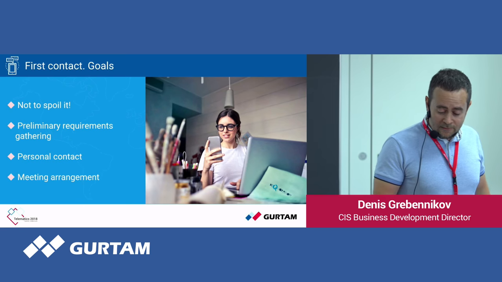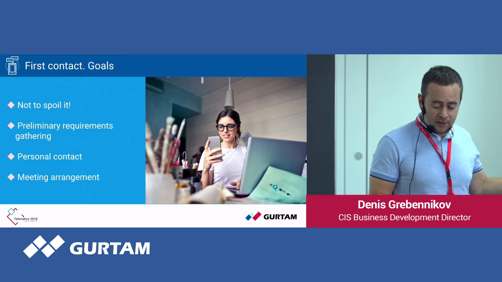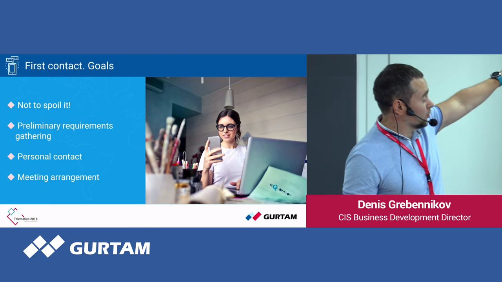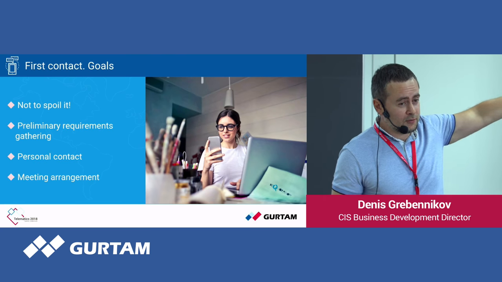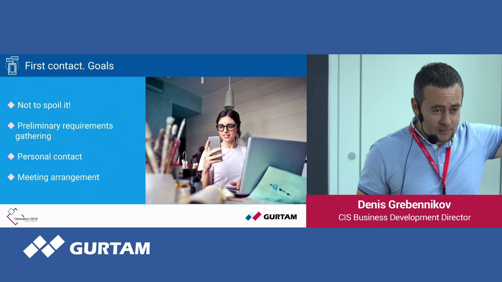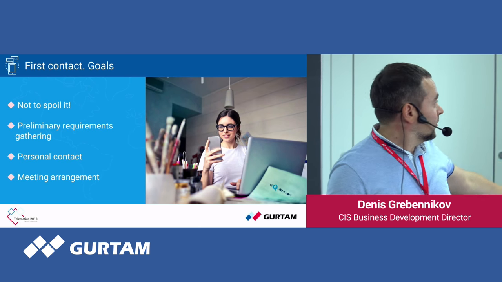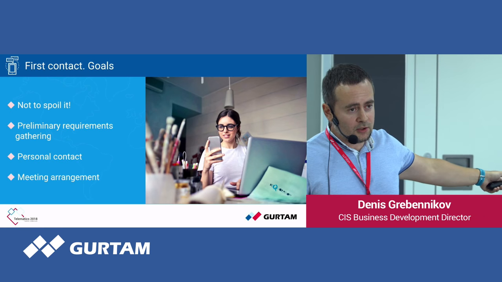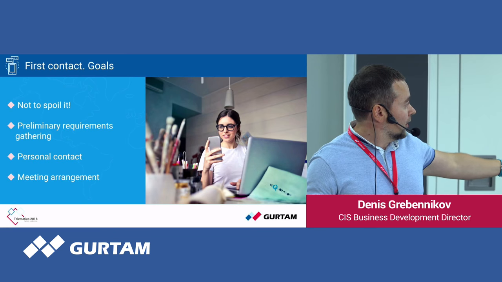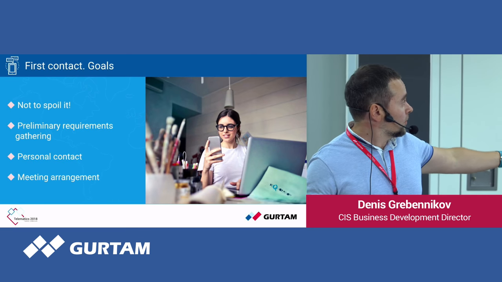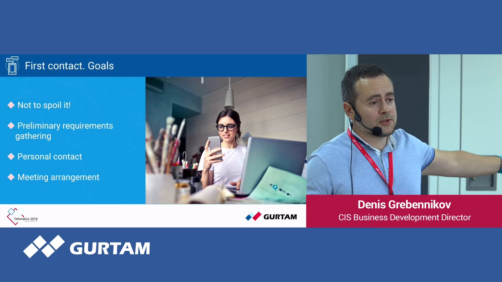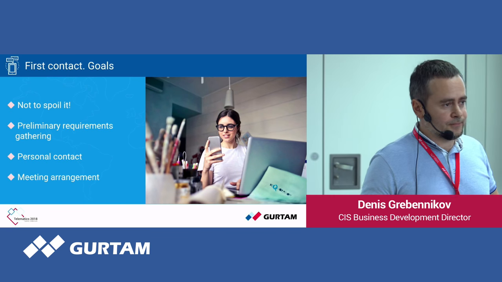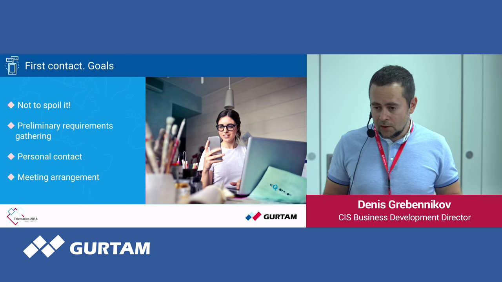Well, our first contact has three main objectives. In fact, four. The first one is to go without selling, not to spoil it from the very beginning. It's an important one. And then what we need to achieve is to establish first personal contact with them, to make a meeting arrangement, and maybe start requirements gathering, though this might be postponed till the meeting itself.